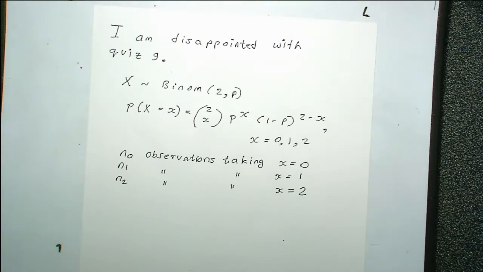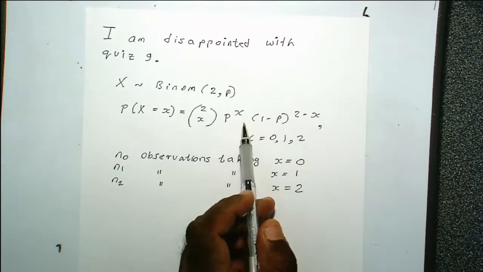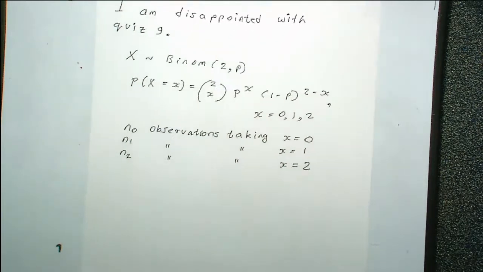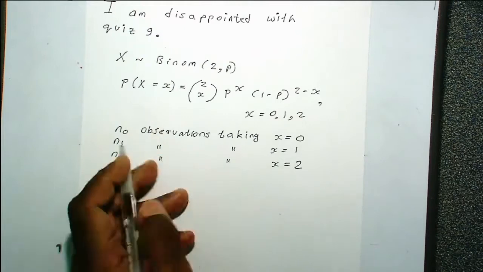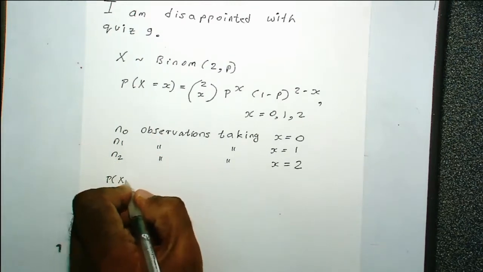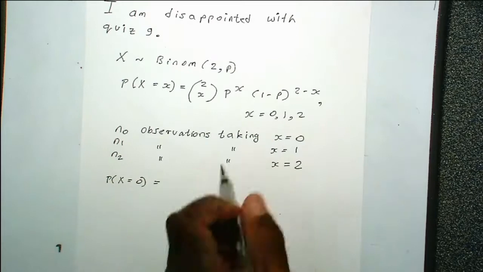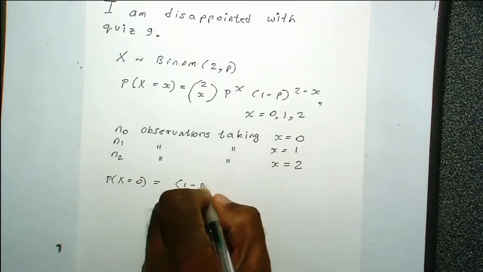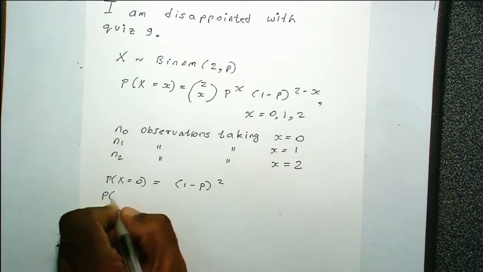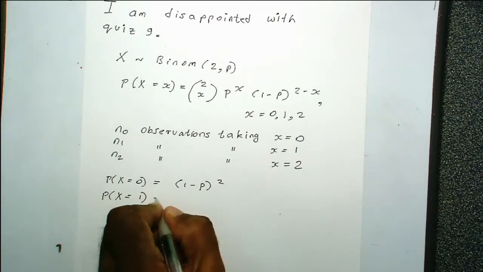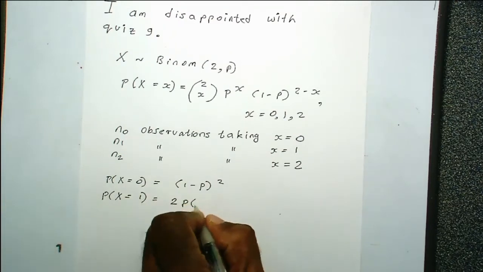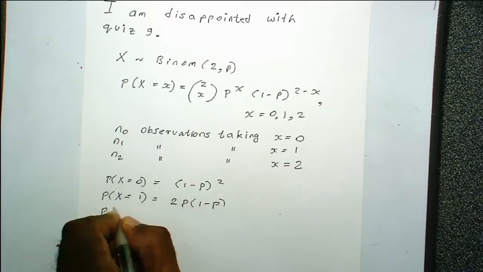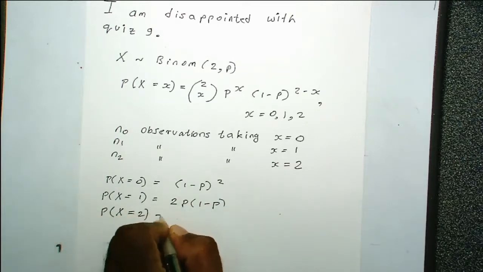Now, the first thing you should do is to write down the likelihood. Now, what you have here is the probability that a single x is equal to 0. If you put x equal to 0 into this, you get 1 minus p squared. And the probability that a single x equal to 1 is 2p times 1 minus p. And the probability that a single x equal to 2 is p squared.